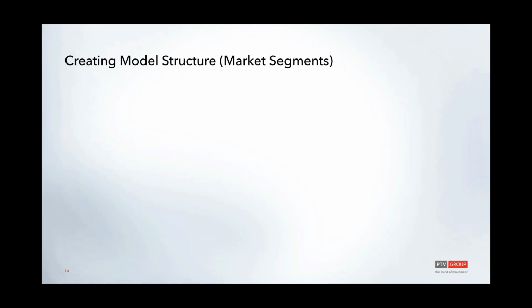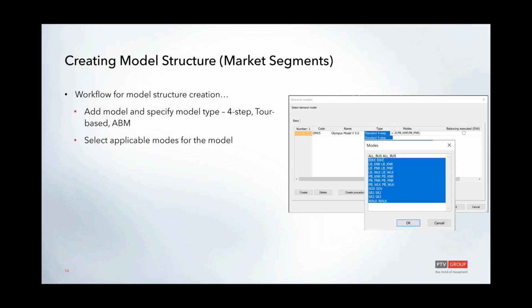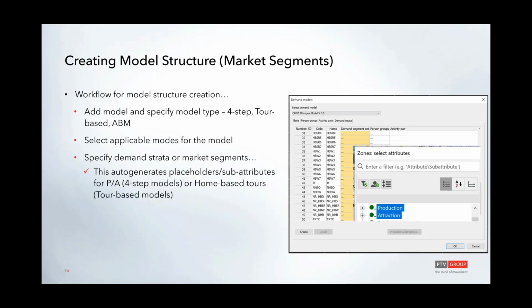Now we look at actually how to create this model structure that we had for different demand groups in Visum. For example, home-based work, income class 1, 2, 3, 4, and such. So the workflow for model structure creation is as follows. First, we add the model and specify the model type. Then we select the applicable modes for the model. Then we specify the names of demand strata, add or remove different market segments.